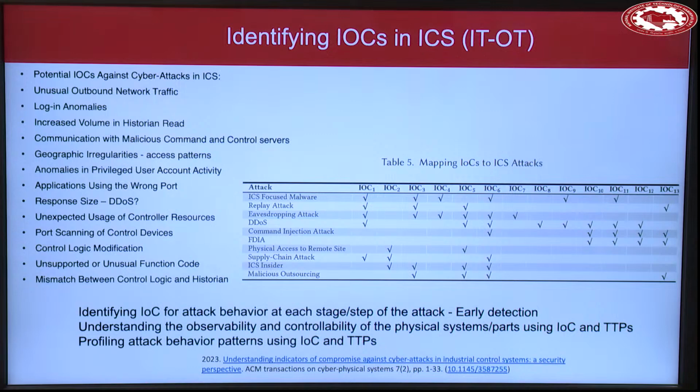Geographical irregularities, access patterns, anomalies in privileged user account activities. Somebody is trying to use something which they are not authorized to, or they have access but from a different location. For example, if I'm logging into my device from here, I get a notification: it seems to be a different location, you're not in the UK. It's asking me, are you the person who was accessing it from a different location? If yes, it's fine. If no, then reset it, click on this link and do something. So they send email alerts to us.